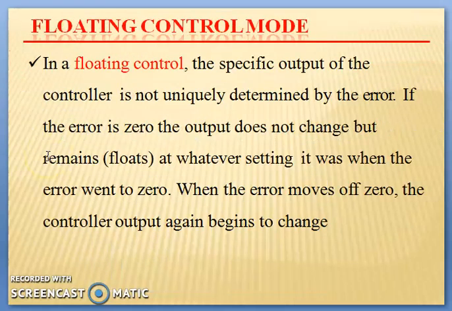Next point we are going to discuss is floating control mode. In a floating control mode, the specific output of the controller is not uniquely determined by the error. If the error is 0, the output doesn't change but remains at whatever setting it was when the error went to 0. When the error moves off 0, meaning if it exceeds or decreases from the value of 0, the controller output again begins to change. So that is the floating control mode.